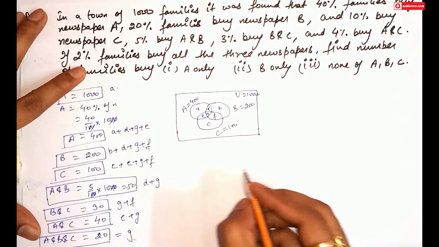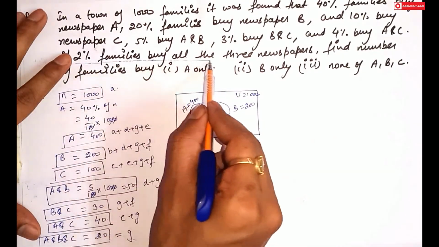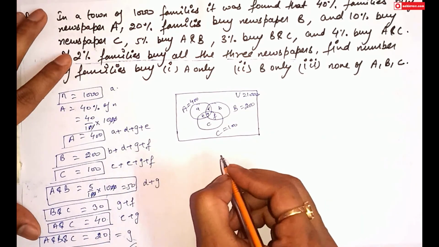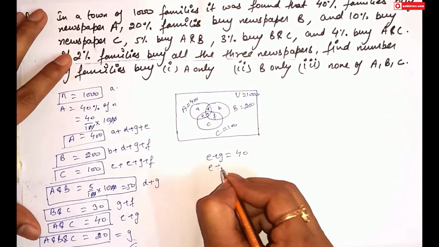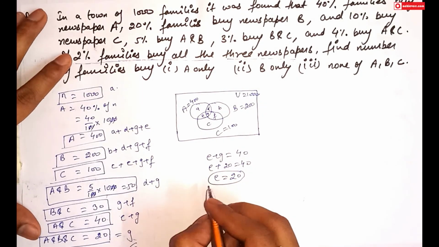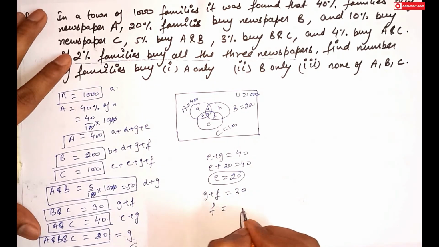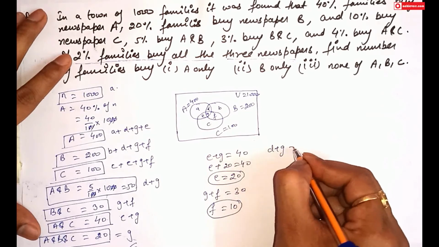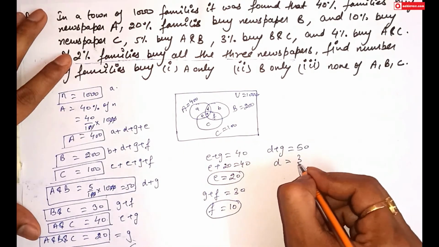So we have G is equal to 20. We have already calculated it here. G is equal to 20, and it is also given that 2% of the families buy all three newspapers. So 2% of the families will be 20. That is equal to G, which buy all three newspapers. So we have E plus G is equal to 40, and G is equal to 20, so E will be equal to 20. G plus F is equal to 30, and G is equal to 20, so F will be equal to 10. And D plus G is equal to 50, and G is equal to 20, so D will be equal to 30.